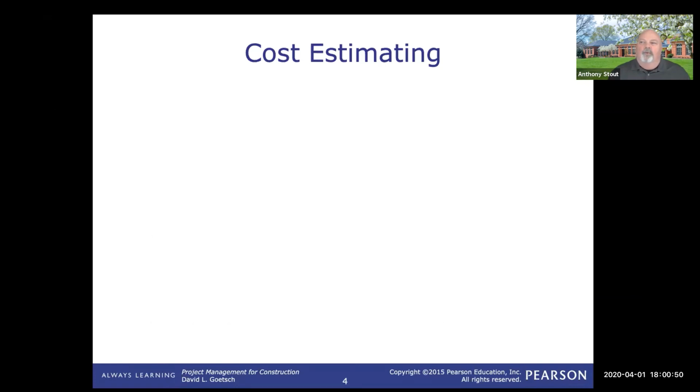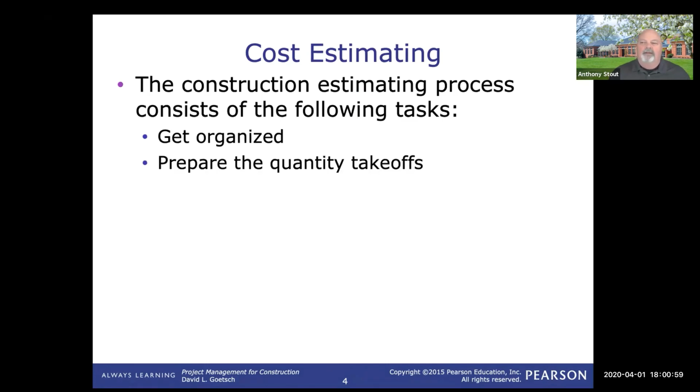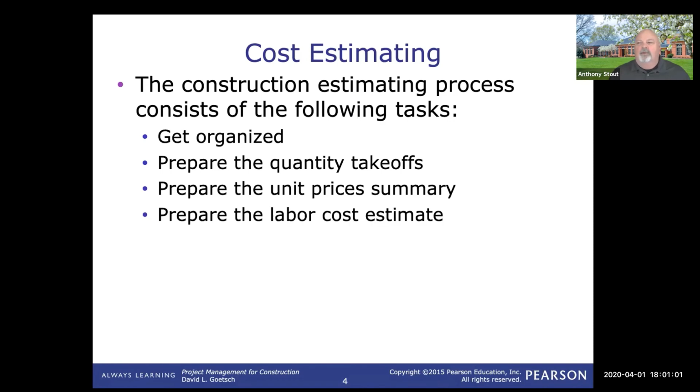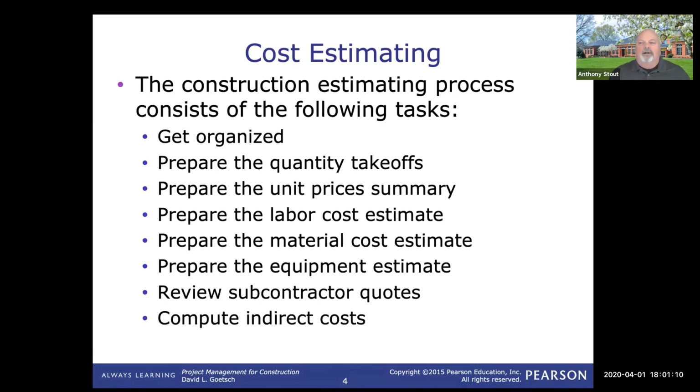All right. So when we think about what's involved in estimating, we have to think about the process, the tasks that are involved. We get organized. We prepare the takeoffs. We look at the prices. We look at labor. We look at material. We look at equipment rentals. We look at subcontractors. And then we also talk about indirect cost and those things that are not directly involved in constructing the home or the building or whatever it is you're doing. Those things that are external or overhead. And then we're going to look at adding the profit margin on, typically a percentage of the overall cost of the project.